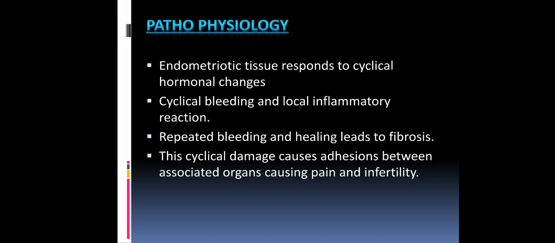Pathophysiology: it involves the endometriotic tissue presence at certain areas. Wherever the endometriotic tissue is present, it will respond to the cyclical hormonal changes, which results in cyclical bleeding from these spots, and local inflammatory reaction occurs. Repeated bleeding and finally healing will lead to fibrosis. This cyclical damage causes adhesion formation between associated organs and causes pain and infertility.